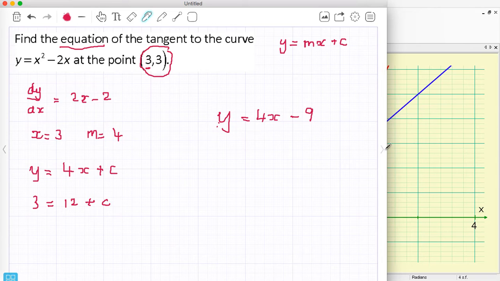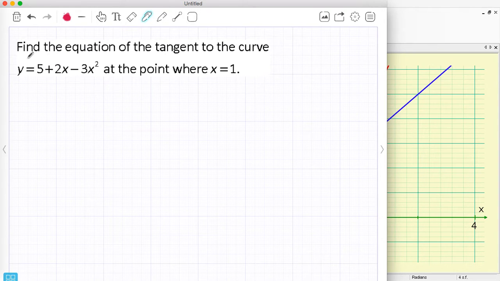Now we're going to look at a slightly more tricky example because we're not going to have the y coordinate. So here we find the equation of the tangent to the curve y equals etc. at the point where x equals 1. First of all, I'm going to differentiate. So I'm just going to go through that process of differentiation.